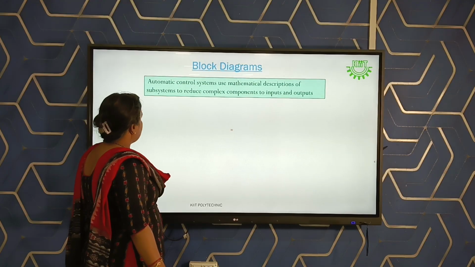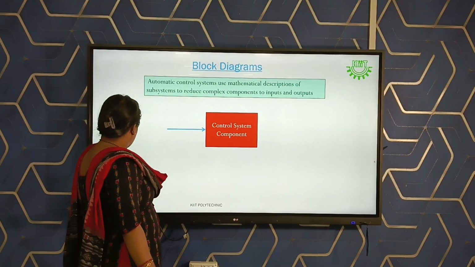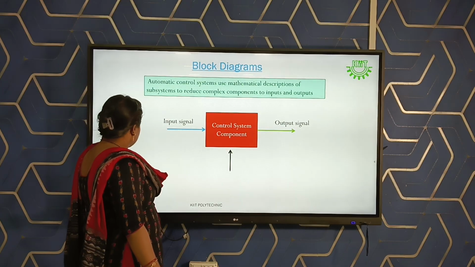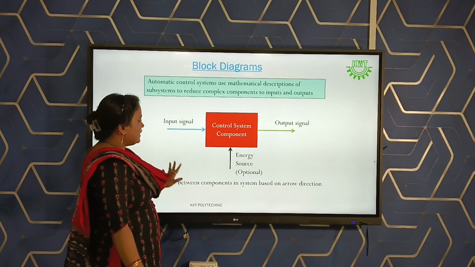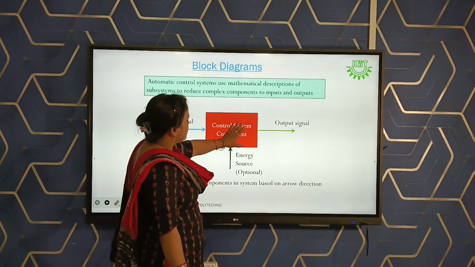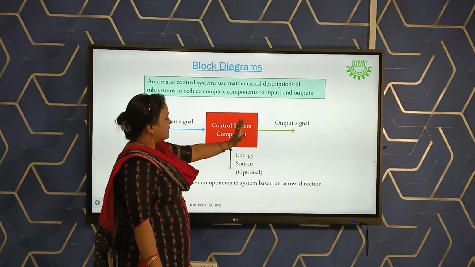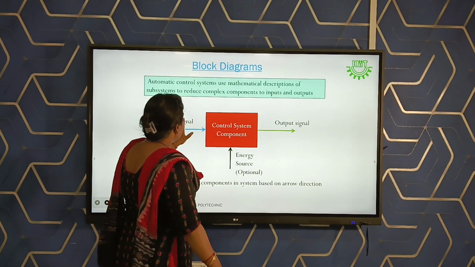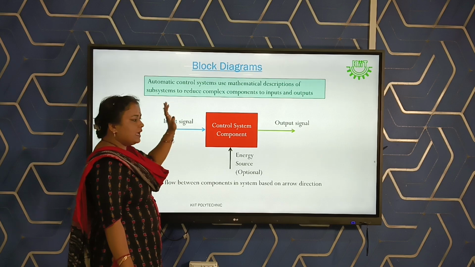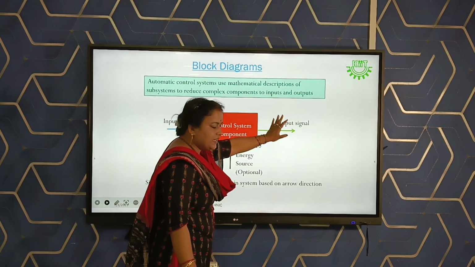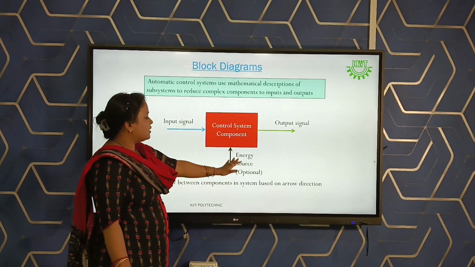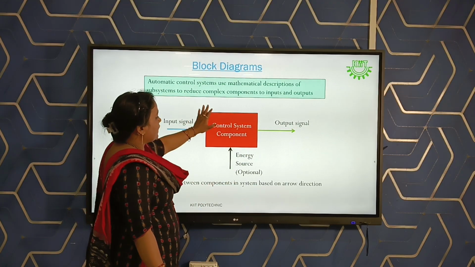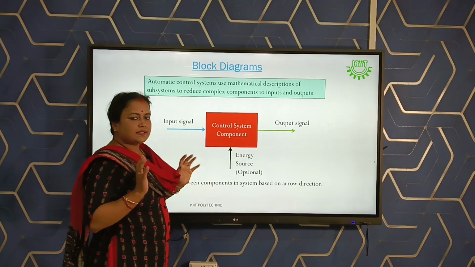So next we will discuss block diagrams and how we will represent our control systems. We can see that there are basically three things. We are taking control system components, and inside it there are many different interrelated components. Input will be our input signal and output will be our output signal. Again, we have taken one energy source, which is optional. So this is the representation of a block diagram for any system.